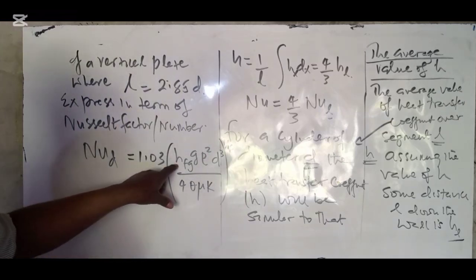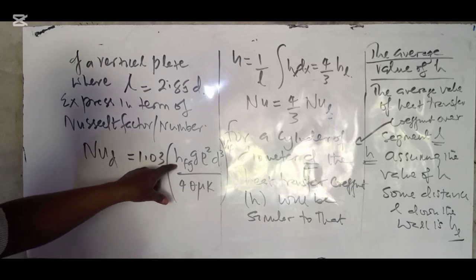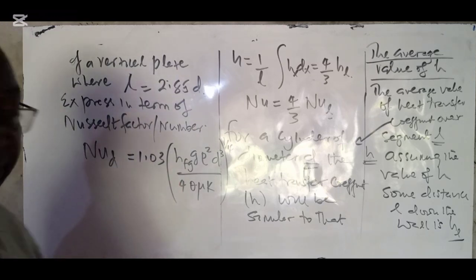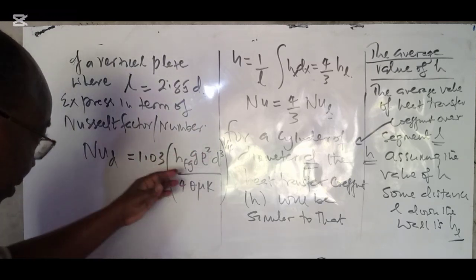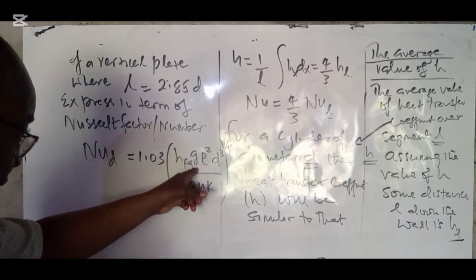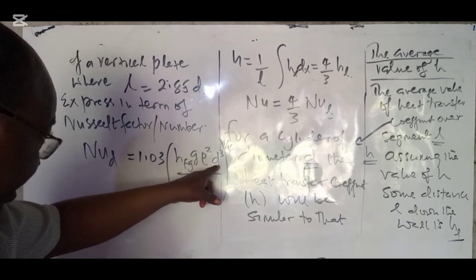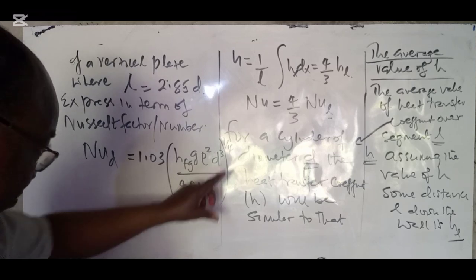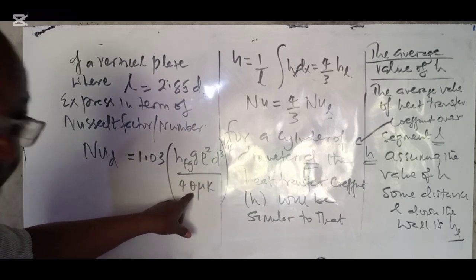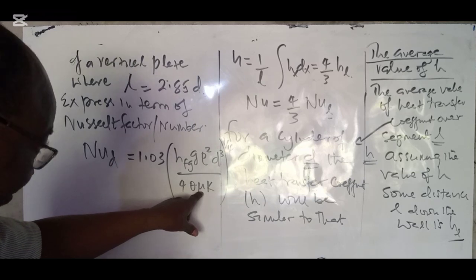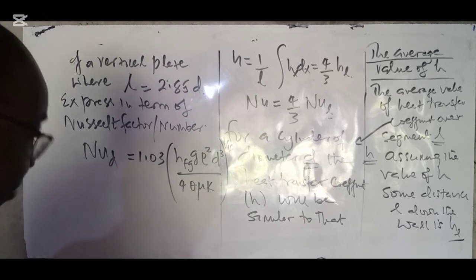Not forgetting that's the enthalpy change. We talked about that enthalpy change when we have the condensation process. That's the enthalpy change, remember. And g is acceleration due to gravity. We have rho, that's the density, and that is the diameter of the pipe. And theta is that temperature difference. And mu is dynamic viscosity, and k is thermal conductivity.